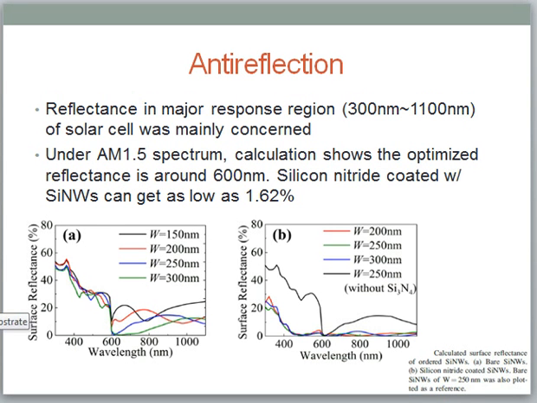Now we go over anti-reflection. Reflectance in the major response region of the solar cell is from 300 nanometers to 1100 nanometers. And air mass 1.5 spectrum is used because during the daytime, the air mass can be higher and lower. And 1.5 is the best average, and it's most commonly used for such evaluations.